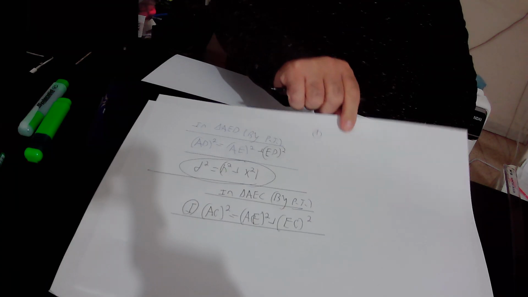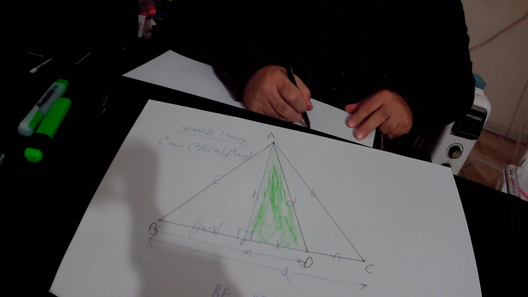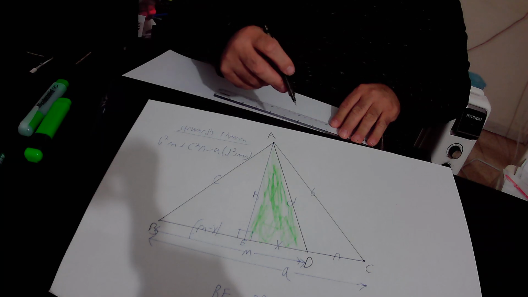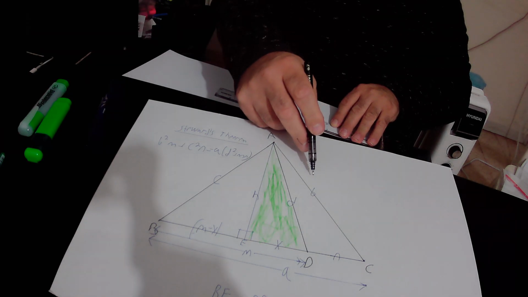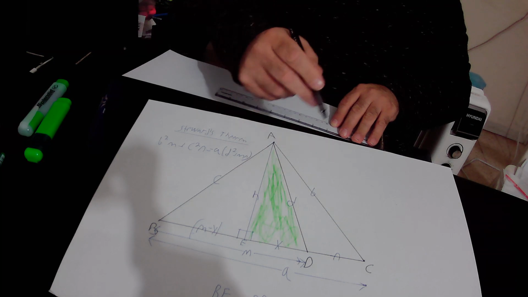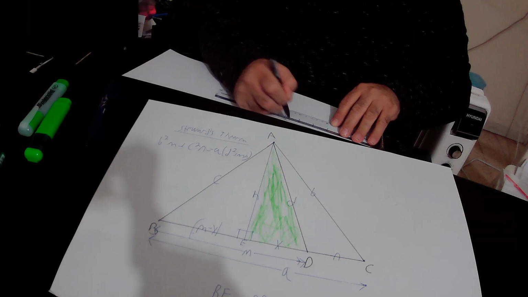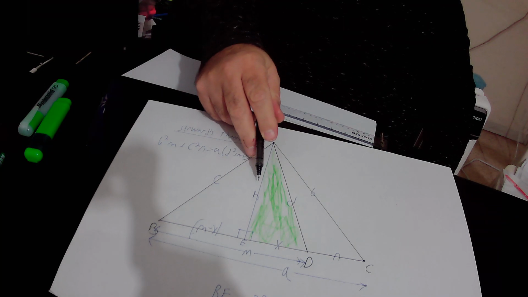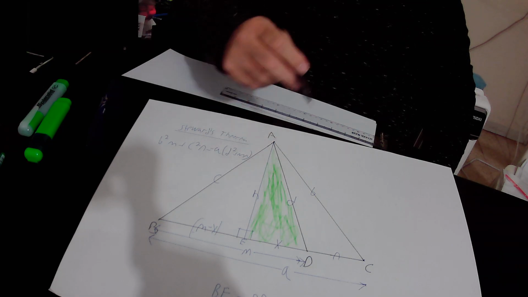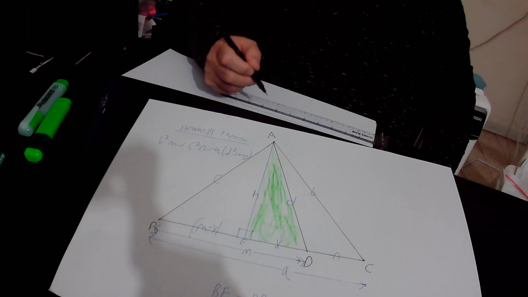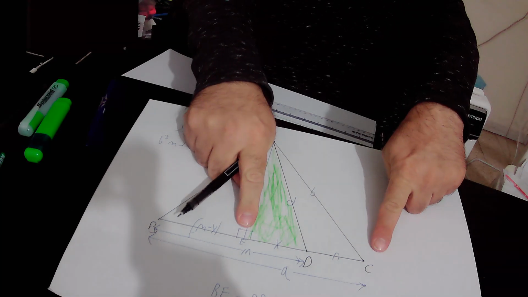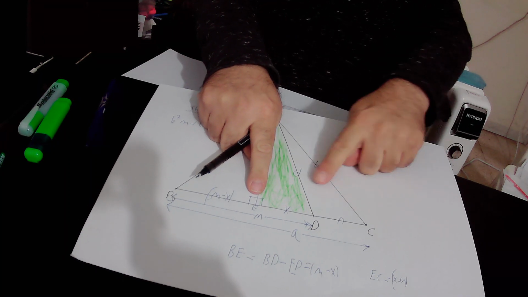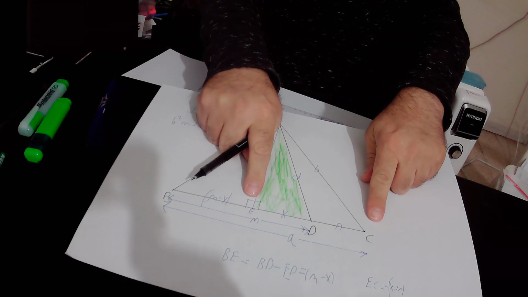Okay, so this is question number 1. The hypotenuse AC equals b units, therefore AC squared is b squared, and it must be equal to AE squared. AE is h, according to our definition, therefore AE squared is h squared, plus EC squared. We have already found out that EC equals x plus n. Therefore EC squared is (x plus n) squared.